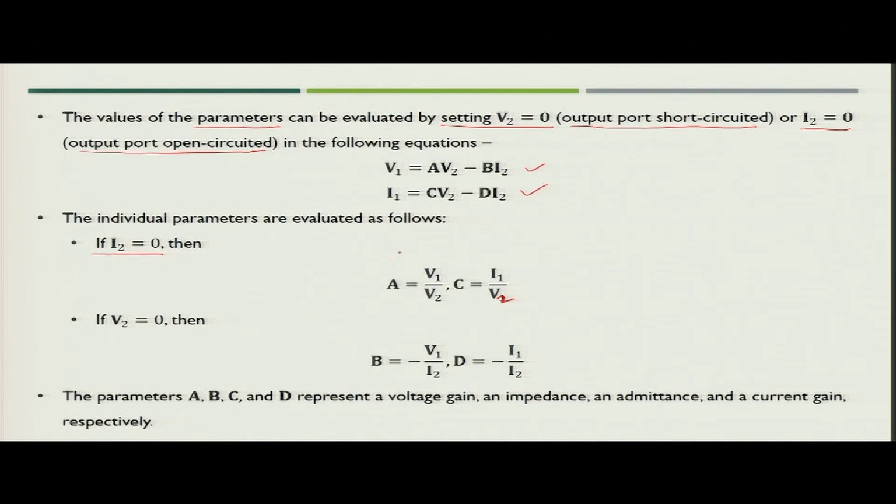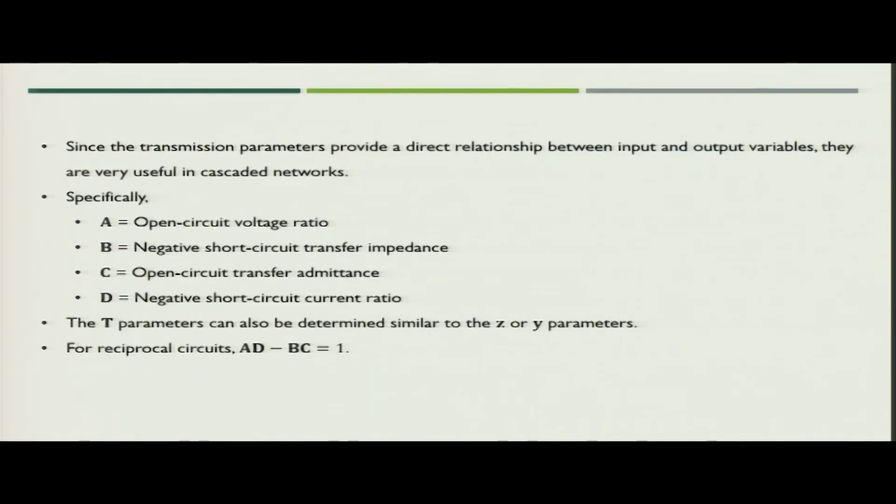Now, what are these parameters representing? If you see, A is nothing but a reverse voltage gain, B is nothing but the impedance, C is the admittance, and D is current gain. So, what we can say is that since the transmission parameters provide a direct relationship between input and output variables, they are very useful in cascaded networks.